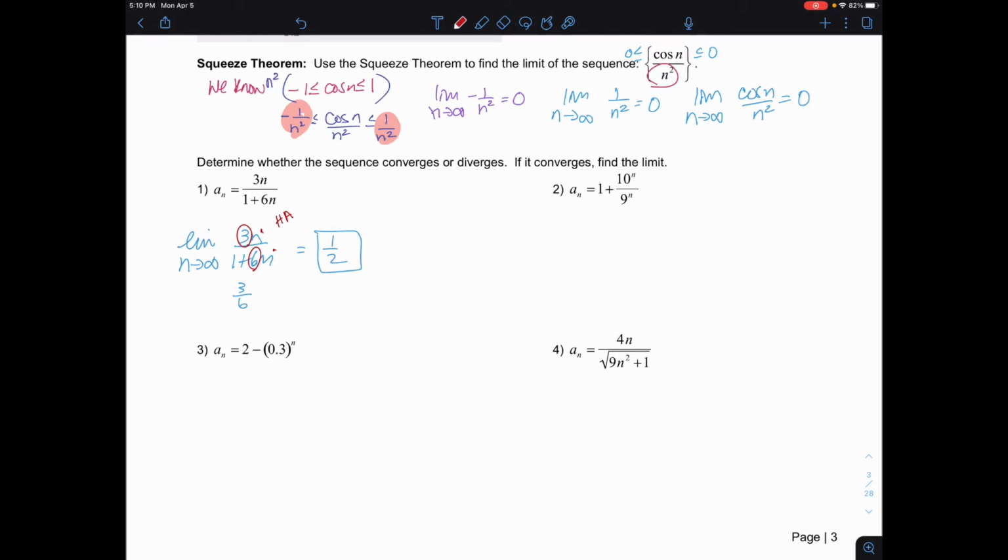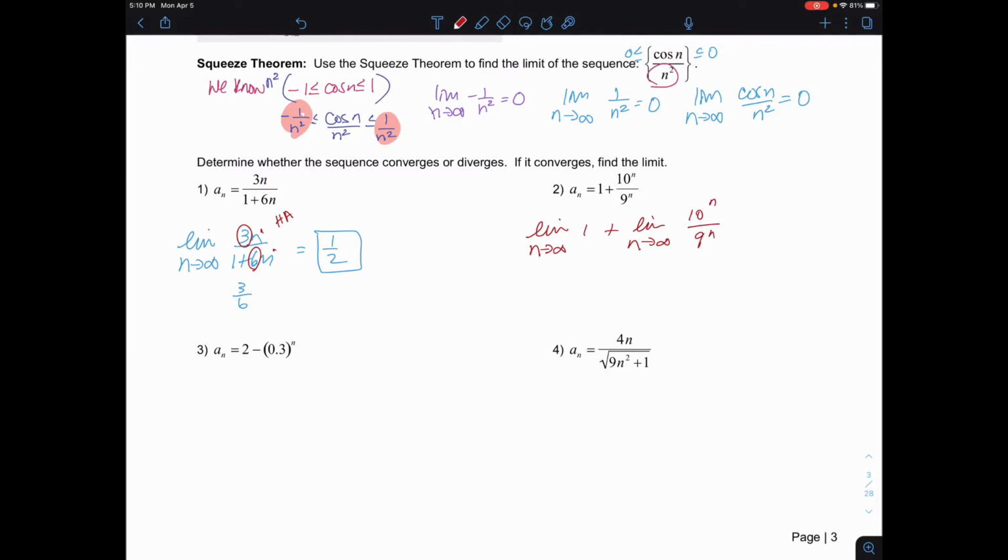Looking at example number 2, I have 1 plus 10 to the n power over 9 to the n power. So when I have an addition here, I'm going to want to split these. So I want to take the limit as n goes to infinity of 1 plus the limit as n goes to infinity of 10 to the nth power over 9 to the nth power.